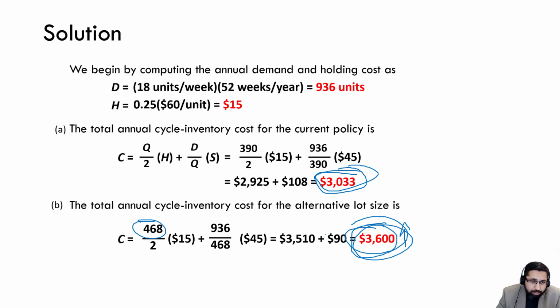So let's look at the optimal batch size. Our boss is in a pickle. They used to order 390 and somebody's telling them it's not the right quantity because of the high cost, and they went to 468 and it's still not the right quantity. They're wondering what to do, so let's help them out.